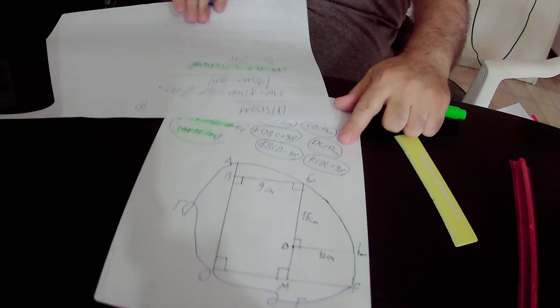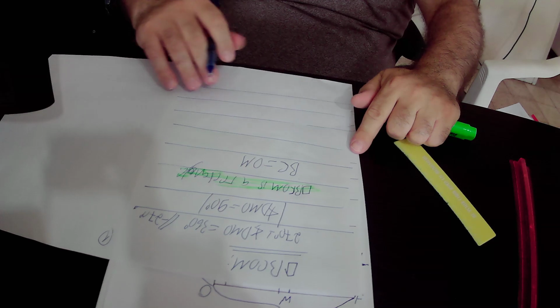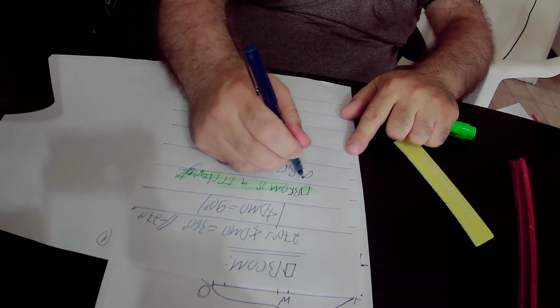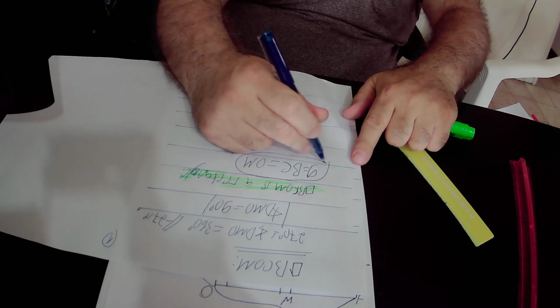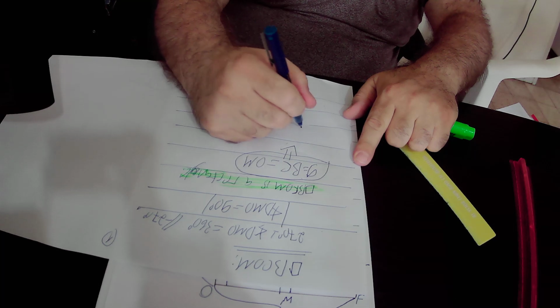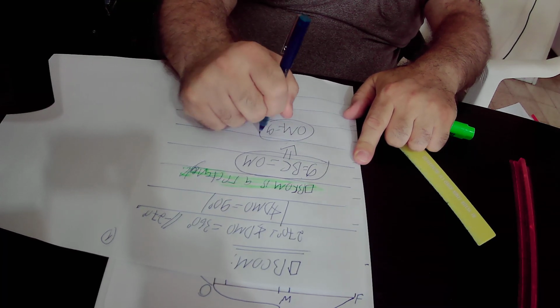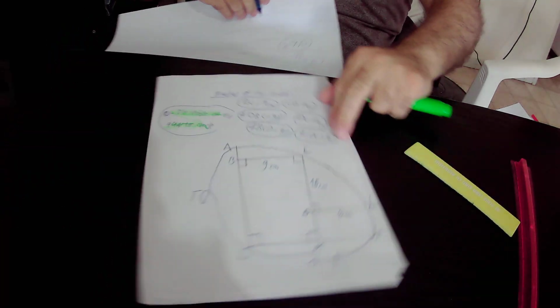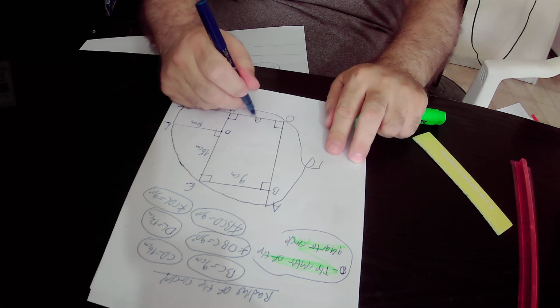But it is given in the question that side BC equals 9 units. So you can write here that BC equals 9. And from this equation, 9 equals BC equals OM, we derive that side OM also equals 9 units.